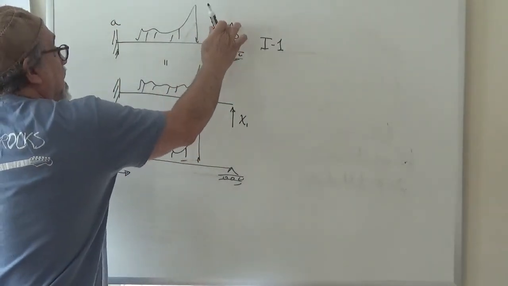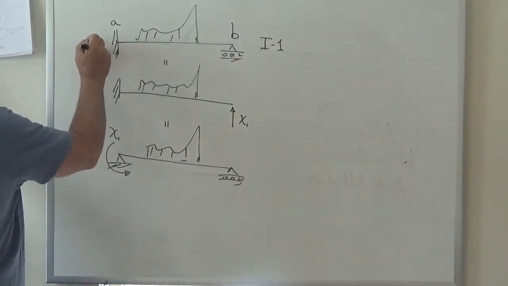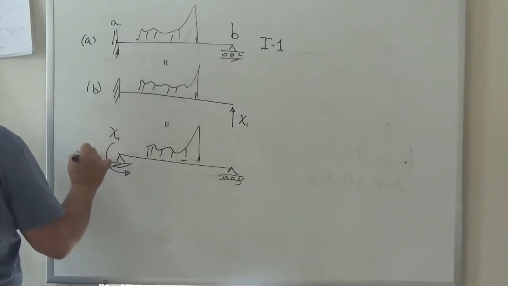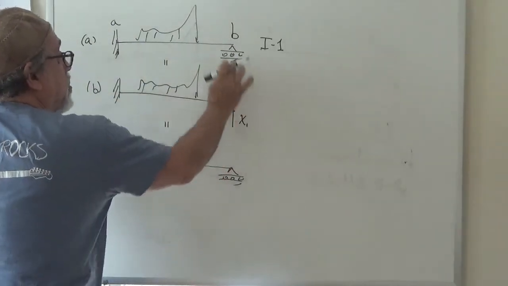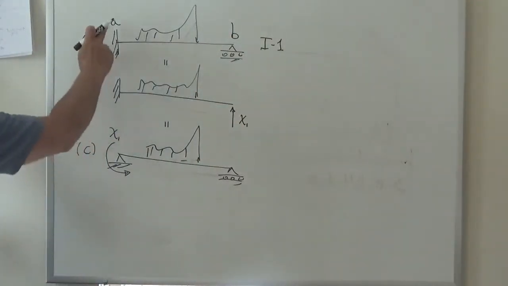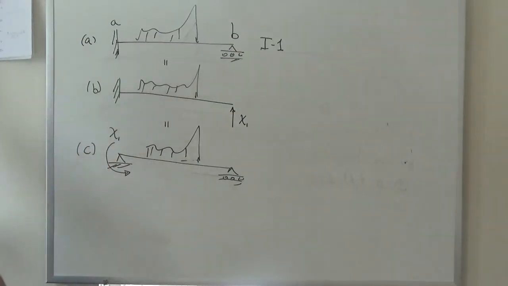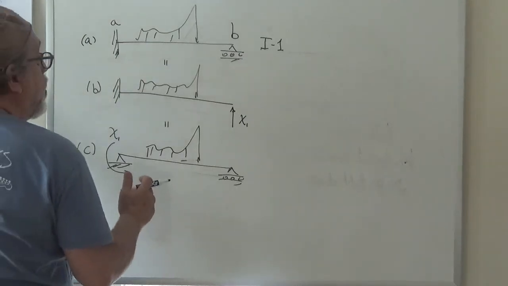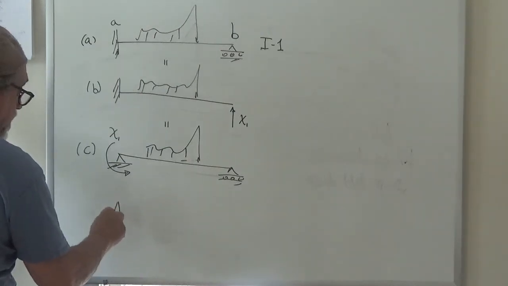The value of x1 here is the value for which this sketch A, sketch B, sketch C. So sketch B needs a value of x1 so that the deformation at point B is 0. Sketch C needs a moment x1 at A so that the rotation at A is 0, right? Can I use another one? Yes, I can, right? I could do this too.